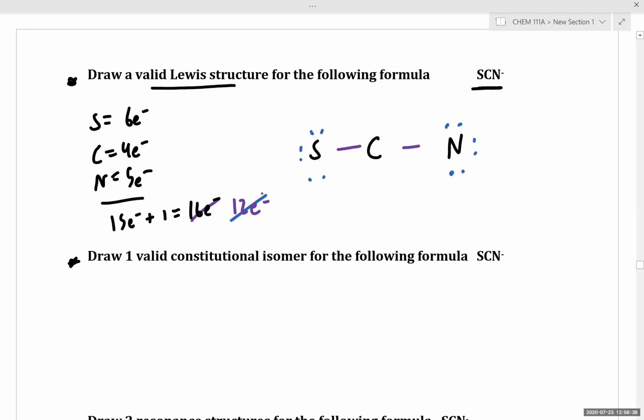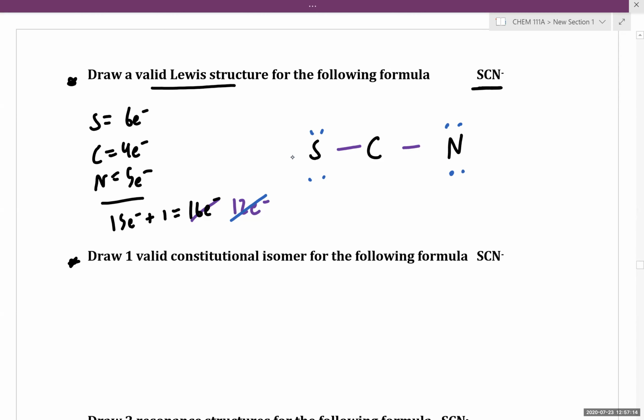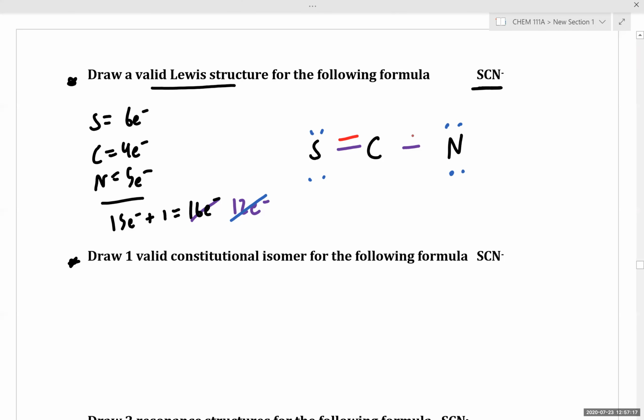Now my question to all of you is, does carbon have a complete octet? Does carbon have a complete octet as drawn? No. So then, how should I complete the octet for carbon? Which atom should I move lone pairs down from? You can have the double bond on both sides, sure. And that would give us the following structure.